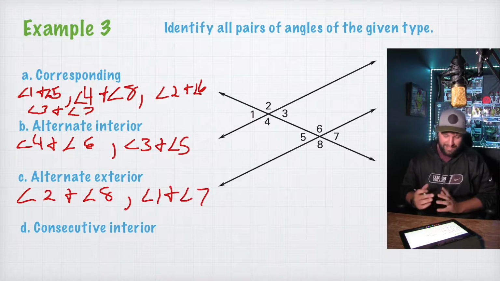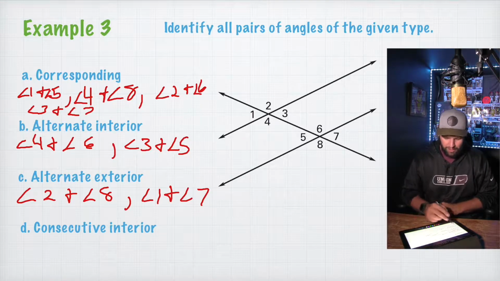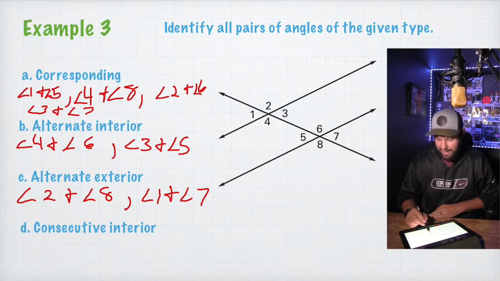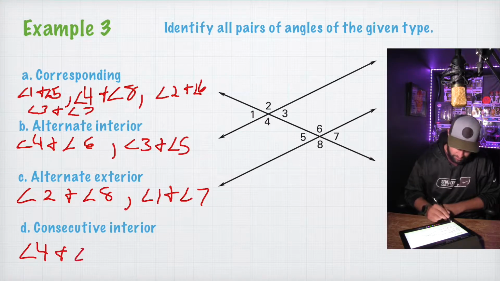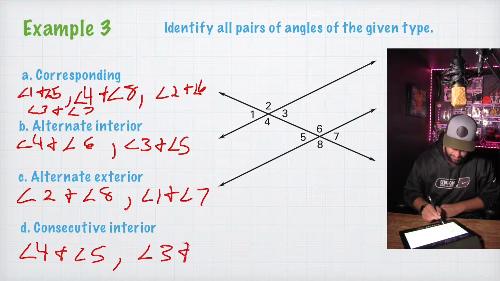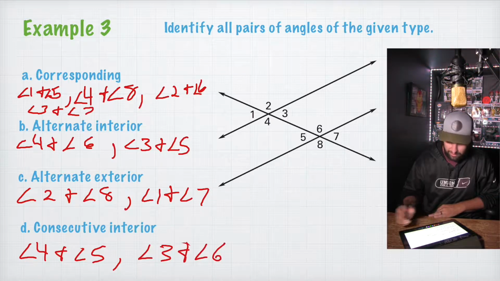And lastly, consecutive interior, which are the opposite of alternate interior, meaning they're on the same side of the transversal on the inside of the two lines. So we have angle 4 and angle 5, comma, angle 3 and angle 6.